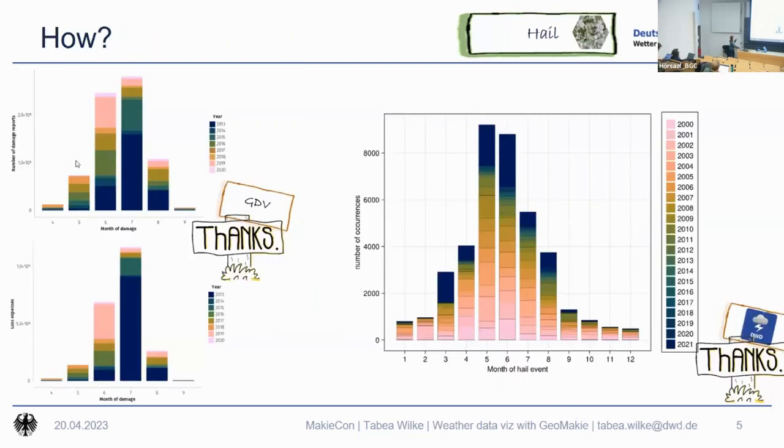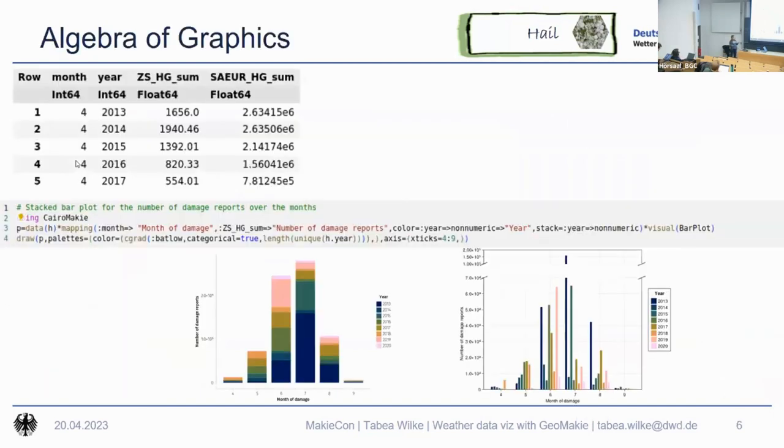And I've done these plots with Algebra of Graphics. So not GeoMakie, I'm sorry, but we come to this later. Here's a small example for this. I have the year and the data frame, the sum of the hail number of events, and also the amount of damage, the loss incident. So I can plot this with Algebra of Graphics.